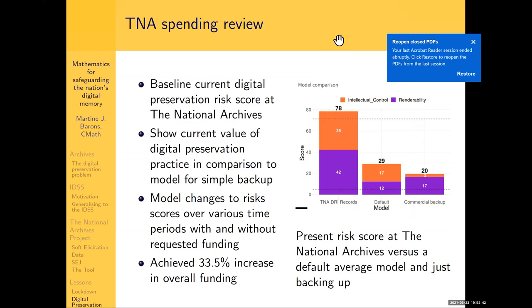Okay, so this is what the tool looks like, and this is what the TNA spent their spending review on. You can see the contributions of renderability and intellectual control to the different elements. So they had a baseline digital preservation and risk score, and then they showed the current value of risk preservation practices in comparison to a model for simple backup. So this is one of the models that they had as a comparator. And then they saw the risks change over various time periods with and without requested funding. So this gave rise to this 33.5% increase in overall funding.